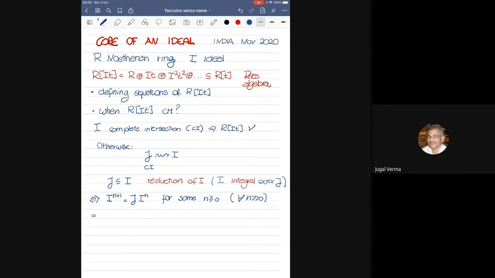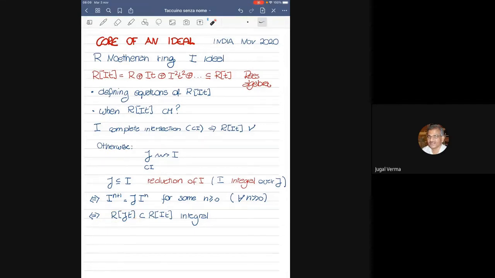And this is the same as saying that the extension of Rees rings, so the Rees algebra of J inside the Rees algebra of I, is integral. Or if you want, module finite. So it is integral as a ring extension. So what does this mean? This means that every element of R[It] satisfies a monic polynomial equation with coefficients in R[Jt].